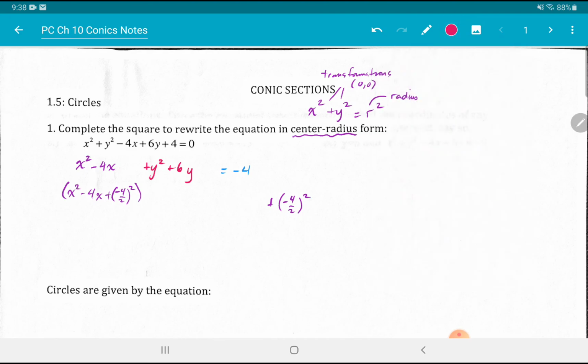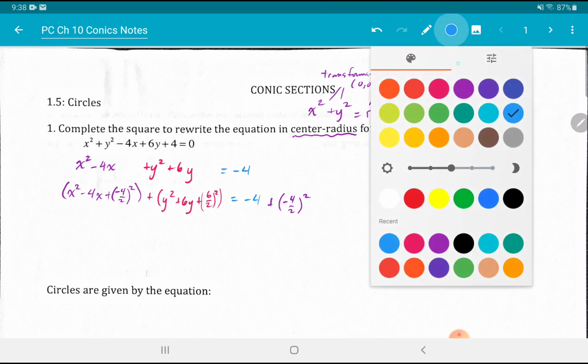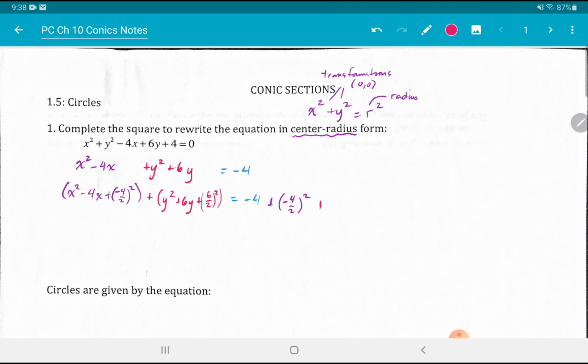And then for the y's, we're going to take our y squared plus 6y and complete the square. We need to take the 6, divide it by 2, and square it. But remember, whatever we do to one side, we must also do to the other. So on the right side, I must also add a 6 over 2 squared. From here, we can simplify.